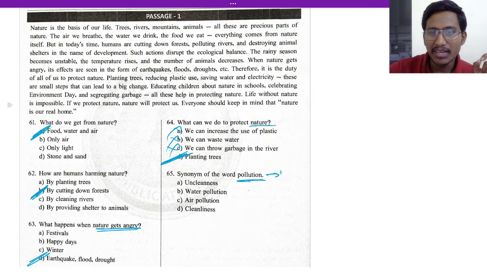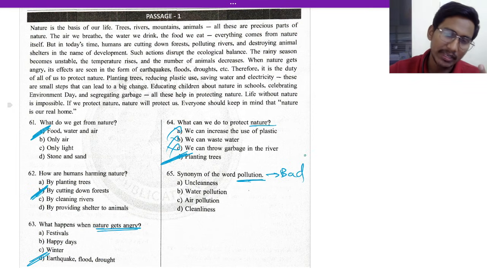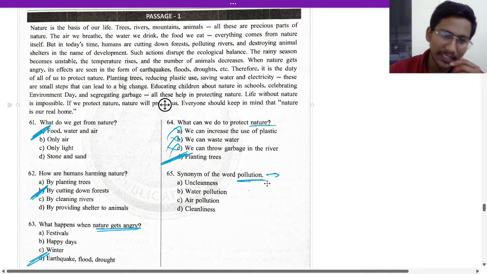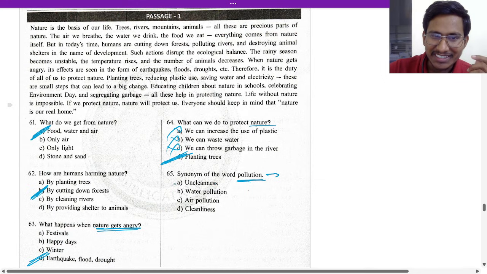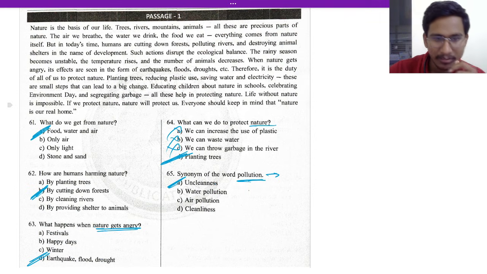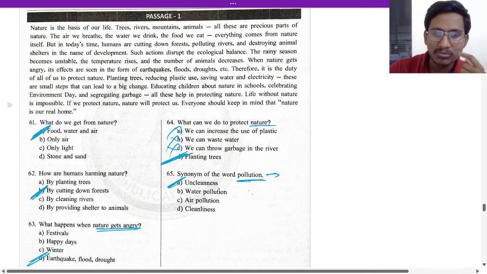65, synonym of the word pollution. Pollution means bad, polluting. Okay. So uncleanliness will be the answer. Water pollution, air pollution, cleanliness? No, cleanliness is the opposite. So the synonym is uncleanliness.